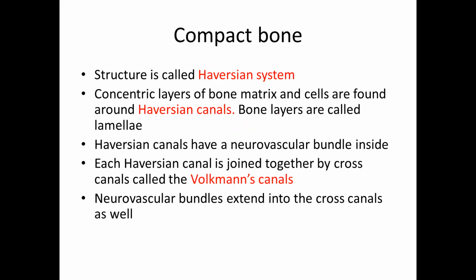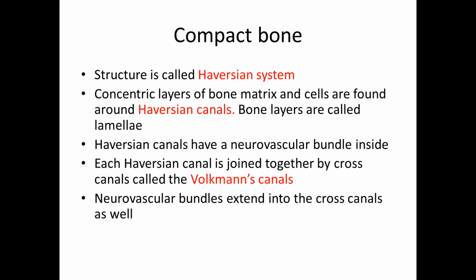Now let's talk about compact bone. The compact bone has this typical well-organized structure which we call the Haversian system. In the Haversian system you get a canal or a cylindrical opening in the middle, which we call the Haversian canal. Around this Haversian canal, you see concentric layers of bone matrix and bone cells. These bone layers are called lamellae.